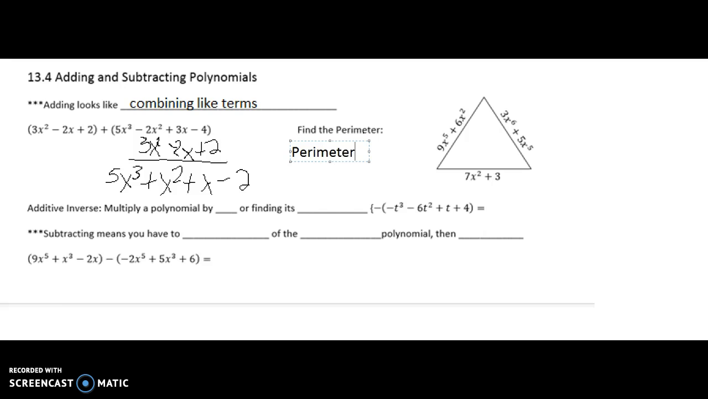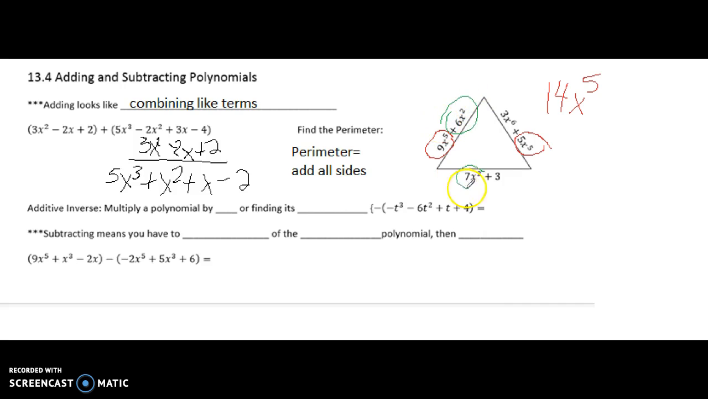Perimeter: add all sides. So if I'm looking at this triangle, I'm going to look for my like terms. So I see here that I have a 9x to the 5th, and I have another x to the 5th term here, and that's it. So I have 9x to the 5th plus 5x to the 5th, so that's going to give me 14x to the 5th.